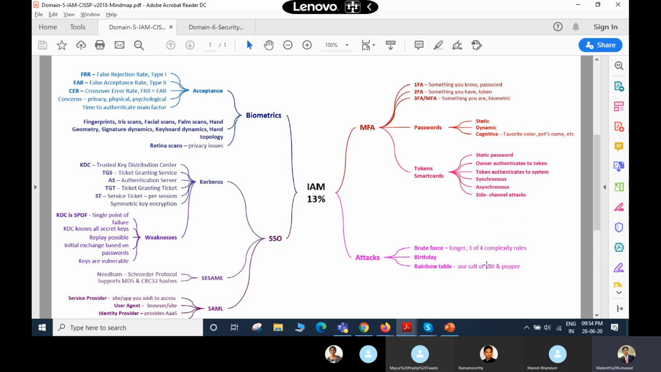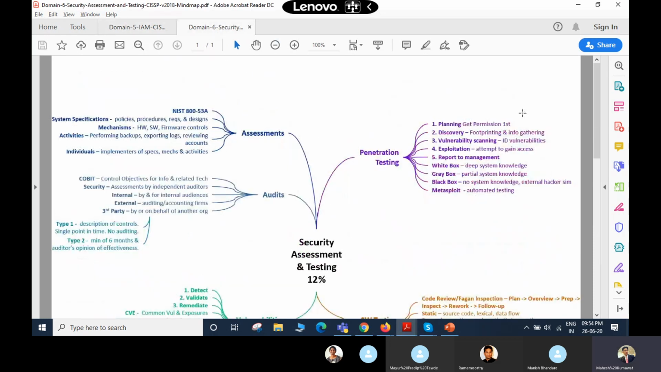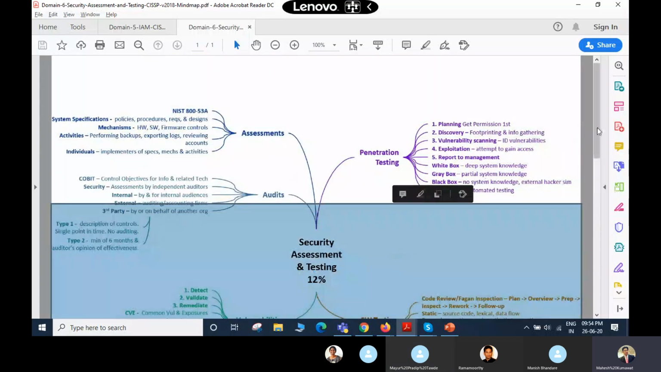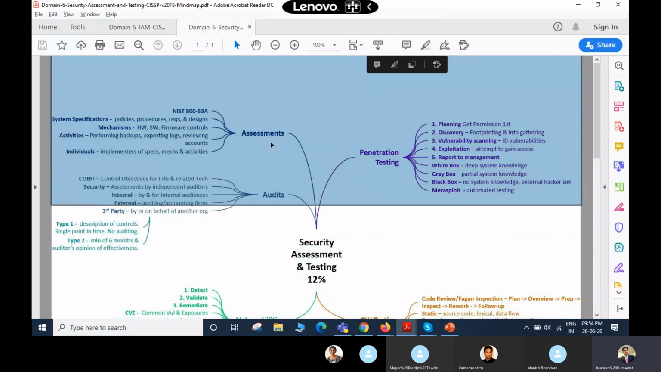And on the attack side, you need to understand offensive and defensive types of attacks. So SSO, MFA, and attacks: just try to study them again. Then we talked about domain security assessments. You should have a good understanding of assessments. Try to understand what assessments are about, all sorts of things are there.